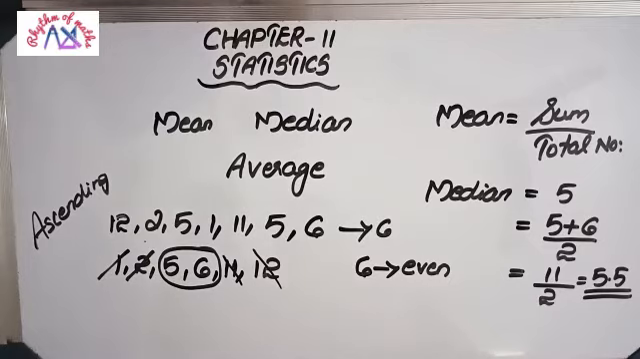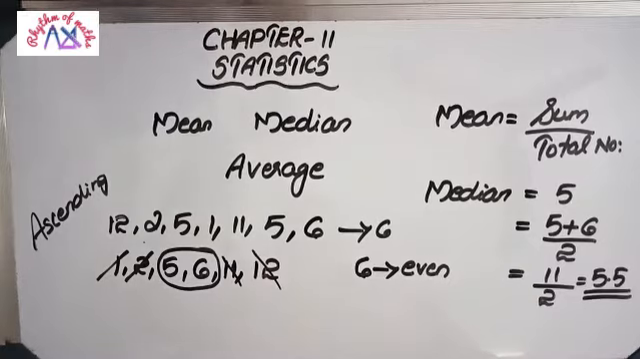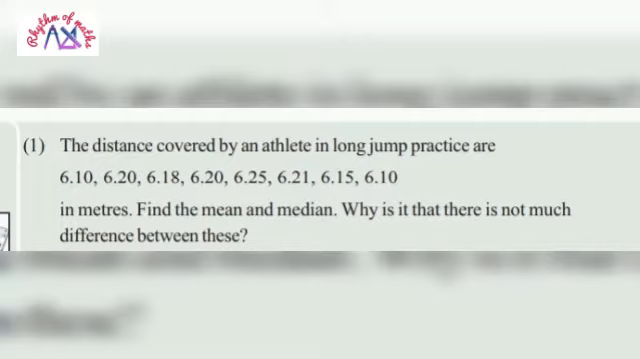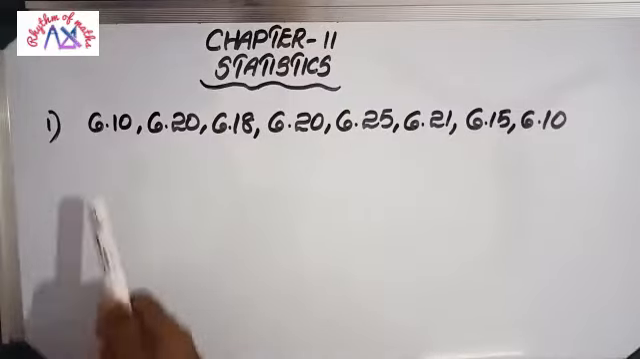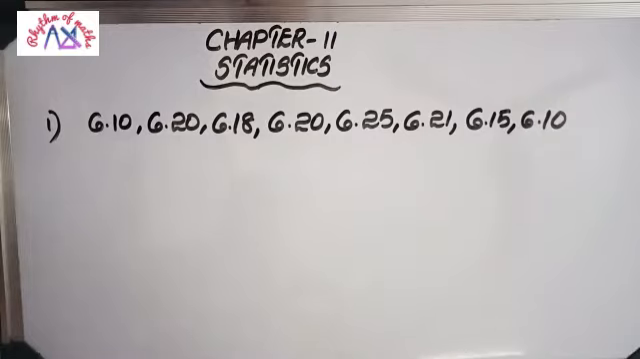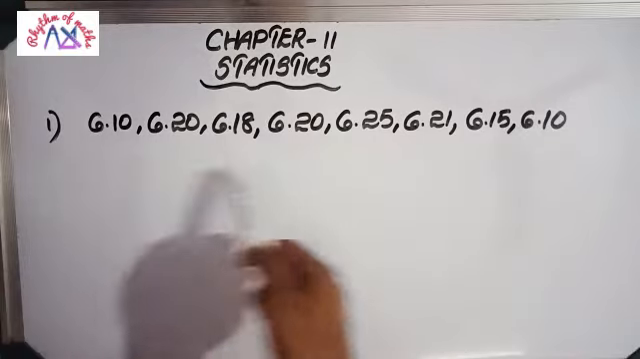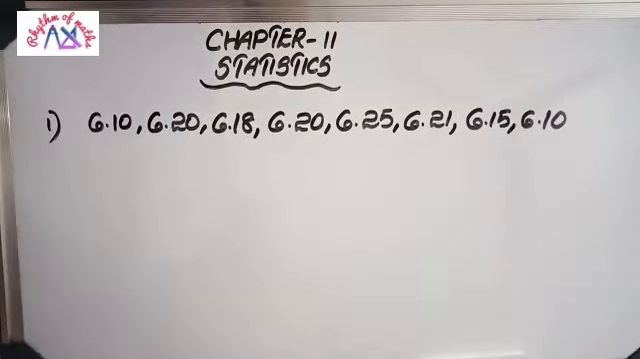Okay, so page number 245, first question. The distances covered by an athlete in long jump practice are 6.1, 6.2, 6.18, 6.2, 6.25, 6.21, 6.15, 6.1 in meters. Find the mean and median. Why is there not much difference between these? Here in this question, these are the distances covered by some athletes: 6.1 meter, 6.2 meter, etc. We have to find the mean and median.